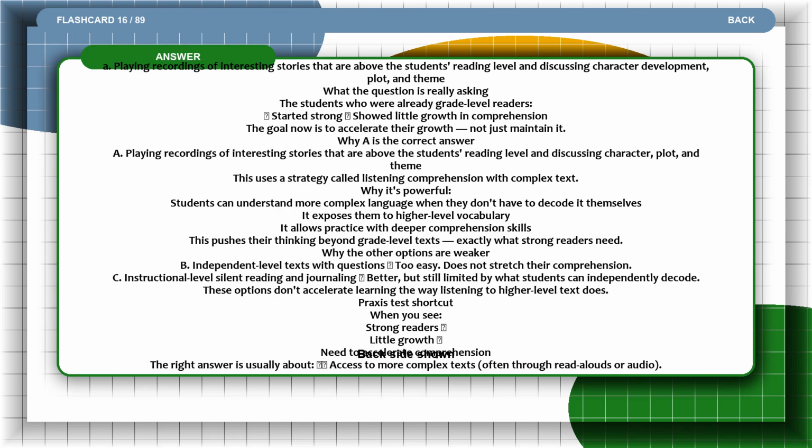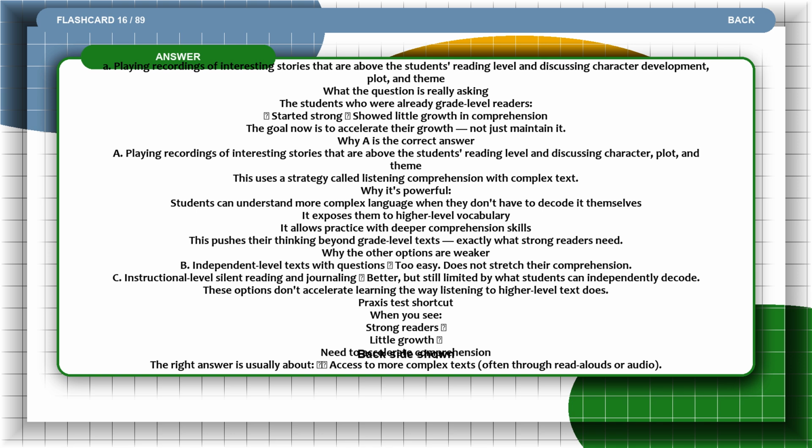The answer is A. Playing recordings of interesting stories that are above the student's reading level and discussing character development, plot, and theme. What the question is really asking: the students who were already grade-level readers started strong but showed little growth in comprehension. The goal now is to accelerate their growth, not just maintain it.